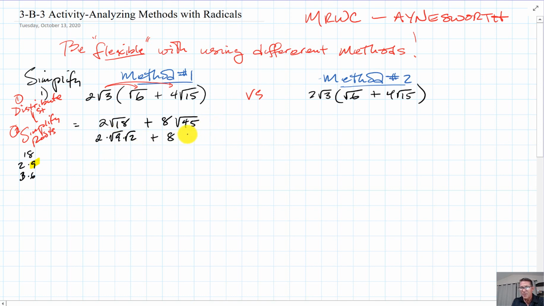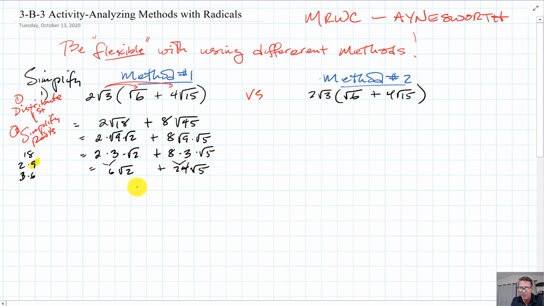And then 45 is simply 9 times 5. Also 3 times 15, but neither one is a square, so you're going to have to use 9 and 5. Notice I put the root 9 first because you can simplify it. So you get 2 times 3, because root 9 is 3, times rad 2, plus 8 times 3, because root 9 is 3, times rad 5. And you simply simplify. Obviously you get 6 rad 2 here, plus 24 rad 5 here.